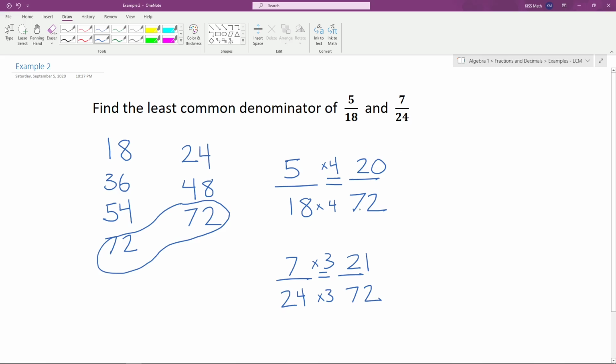So this is kind of the opposite of reducing fractions. And the reason we do that is that we want them to have the same denominator so that, like I said before, it's like they're sharing frequency. They can talk to each other, so we can add and subtract these later down the road.